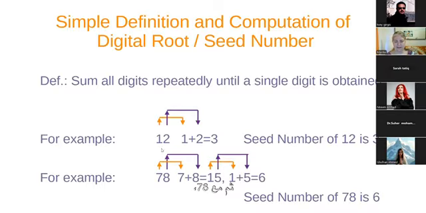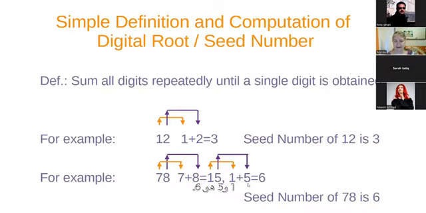And then with 78, you add 7 and 8, and you receive as the sum 15. This is not a single digit yet, so we do it again. 1 and 5 is 6. So the seed number of 78 is 6.